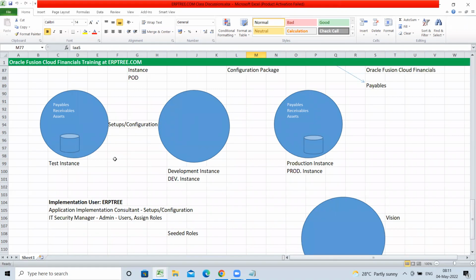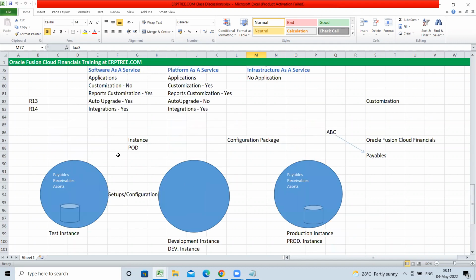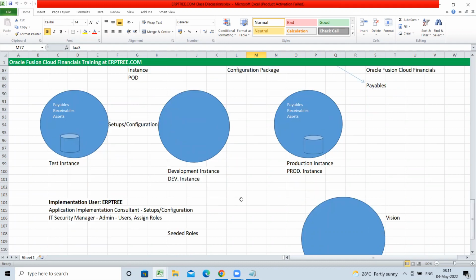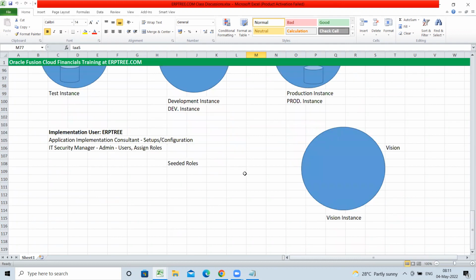If you are going to do very few customizations, you may use the test instance itself for customization purposes. If you are going to do more customizations as per business requirements, you can go for a separate instance called a development instance. You can call this the dev instance, and the production instance the prod instance. So these are the points we discussed.